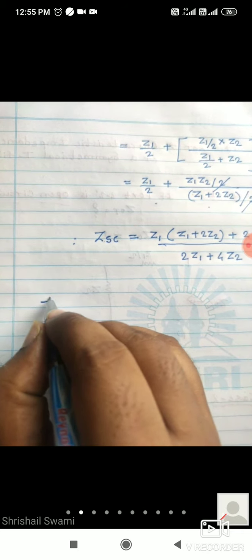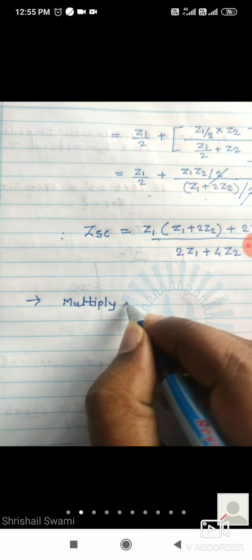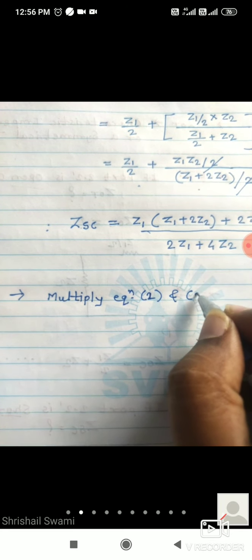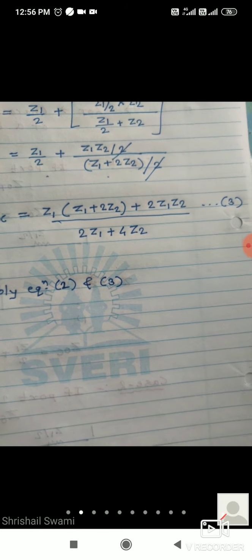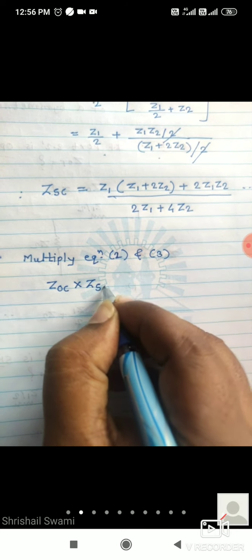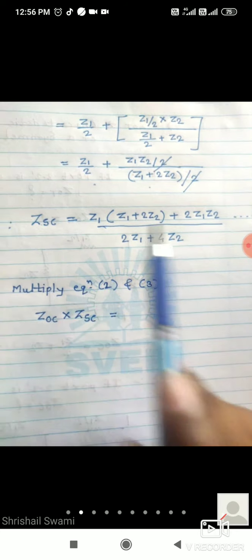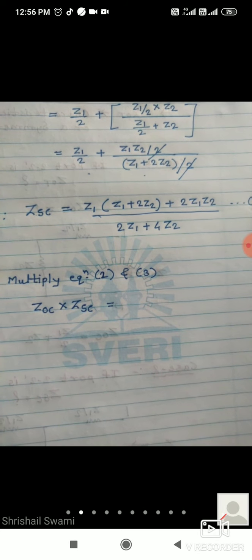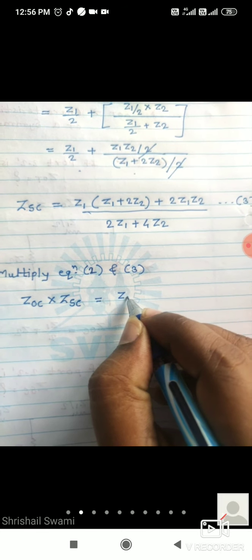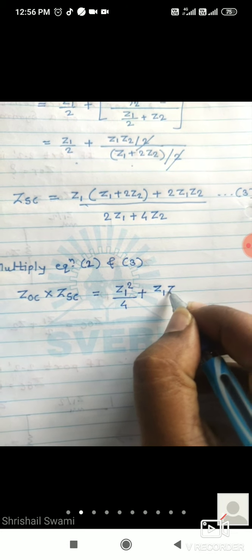Now what you can do? Multiply equation number 2 and 3. म्हणजेच काय करायचं? ZOC into ZSC दोन्हीचं मल्टिप्लिकेशन करून बघा. Take it as a homework. If you multiply ZSC and ZOC from equation number 2 and 3, you will get this one, that is Z1 square divided by 4 plus Z1 into Z2.